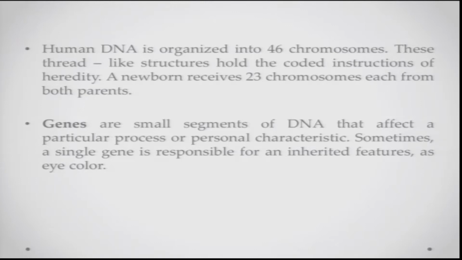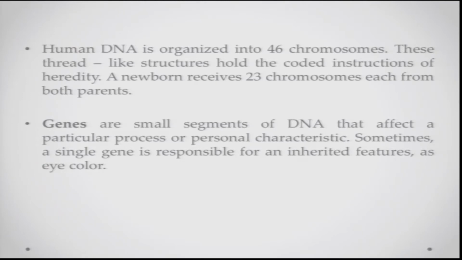So human DNA has 46 chromosomes. These are basically 23 pairs of chromosomes. A newborn receives 23 chromosomes from the mother and 23 chromosomes from the father, and that's why he gets 46 chromosomes. Now coming to what genes are.